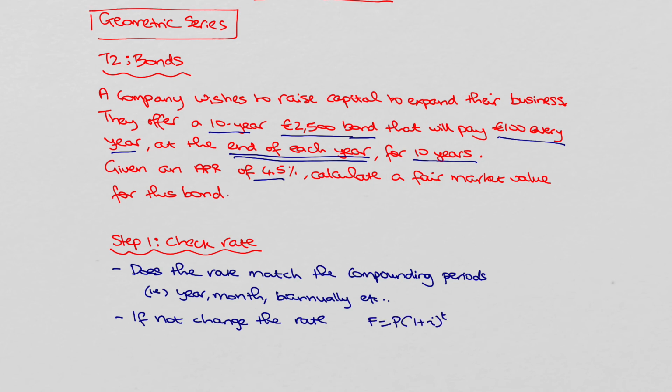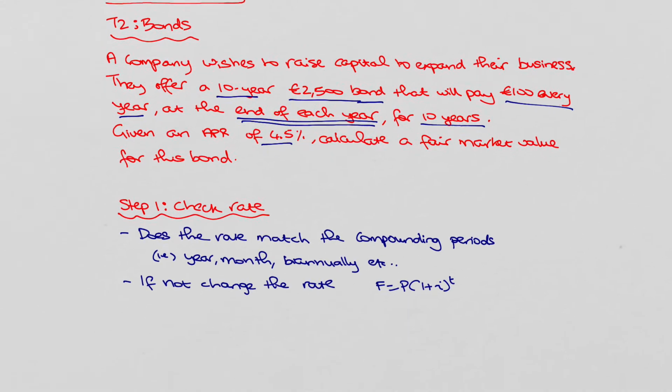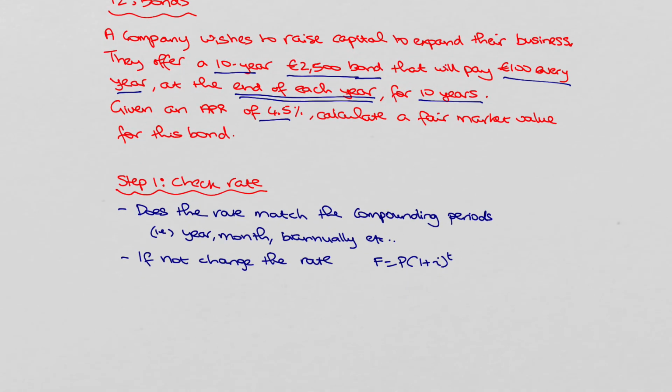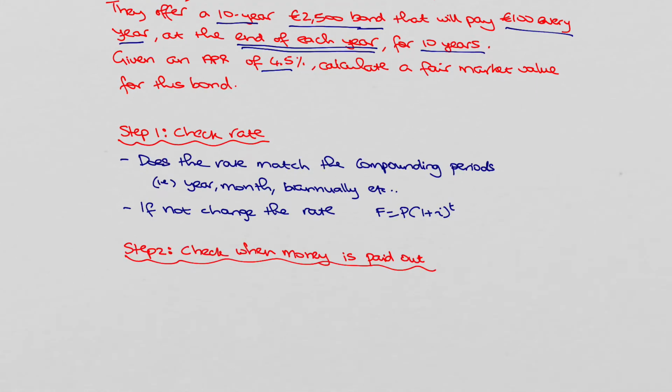So we can see in this question that it's AER, which is yearly, and we're paying out €100 every year for 10 years. So therefore we don't need to change our rate in this particular example. The second thing that we need to check then is, when are we paying out this money? In this example, the bond is paying out €100 every year at the end of each year. So is it at the start or at the end of the compounding period?